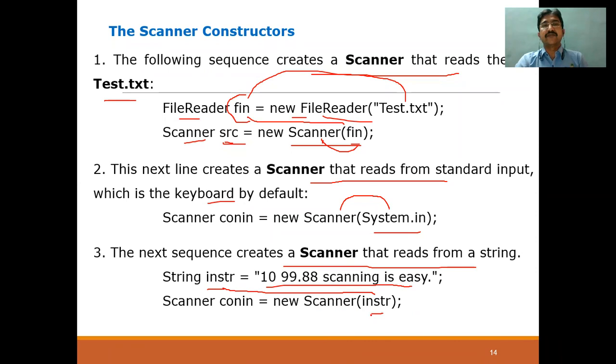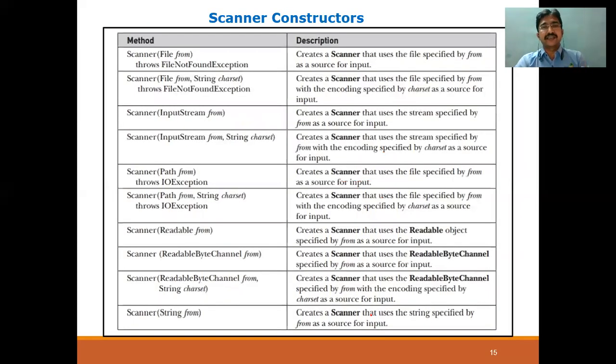So in this slide we have seen three different types of constructors for the scanner. One reads the input from a file, another reads the input from a keyboard, and another reads the input from a string. These are the different syntaxes for the constructor. Whichever you are comfortable with, you can remember for the examination. We have different constructors of scanner: you can remember scanner input stream, scanner readable, and also scanner string.